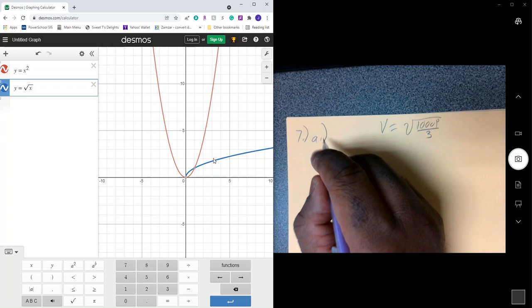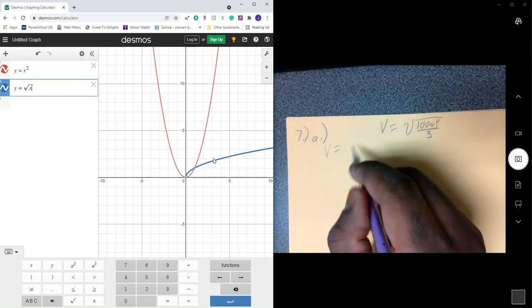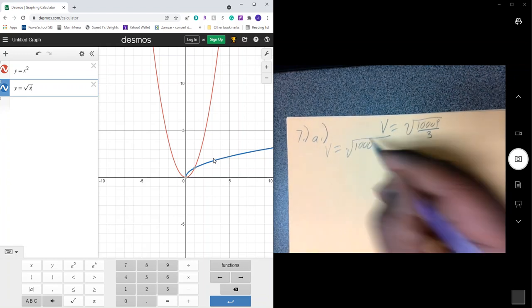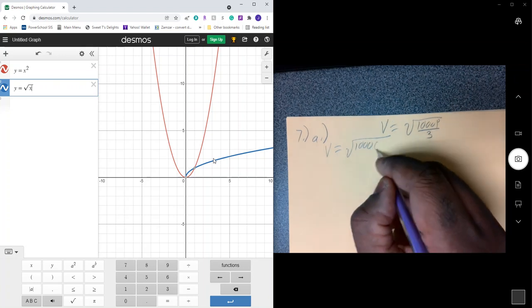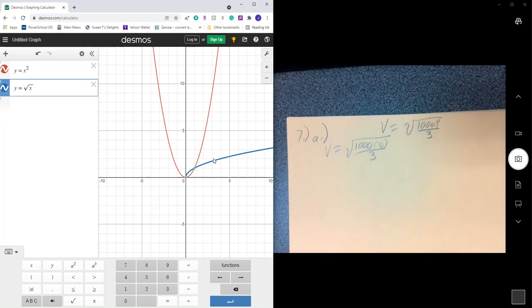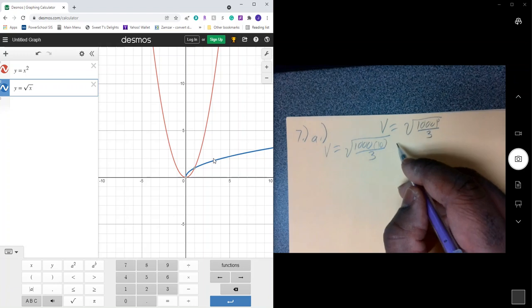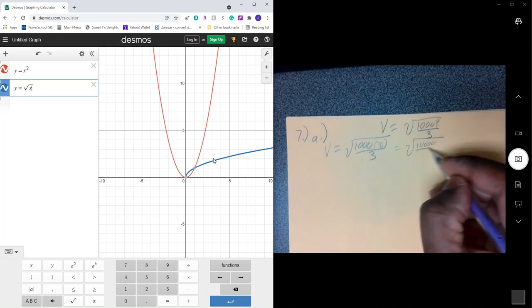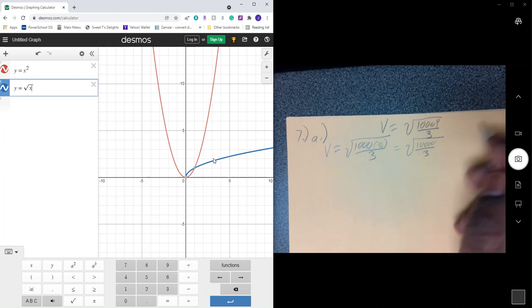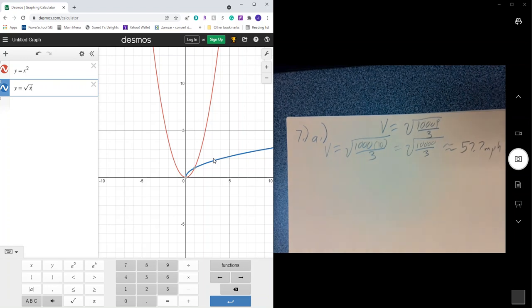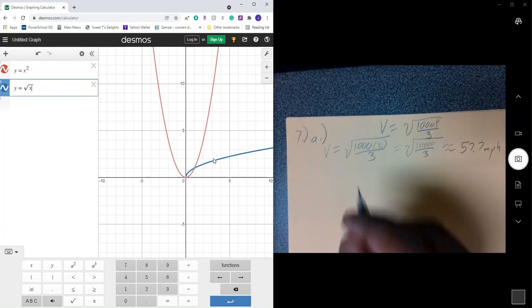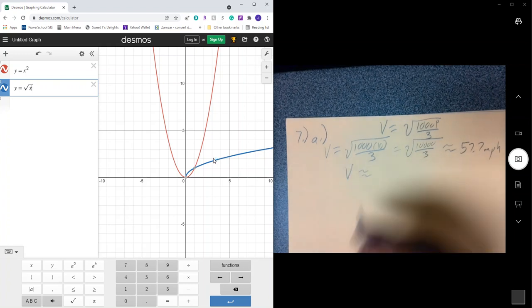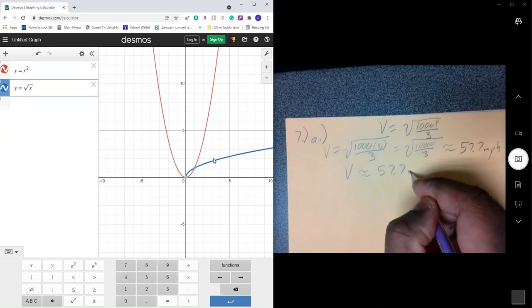So we will substitute. We will have v is equal to the square root of 1000, and then p is 10, all over 3. Now, this will end up being the square root of 10,000 all over 3, which will give us approximately 57.7 miles per hour. That would be our velocity. So you could say v is approximately 57.7 miles per hour.